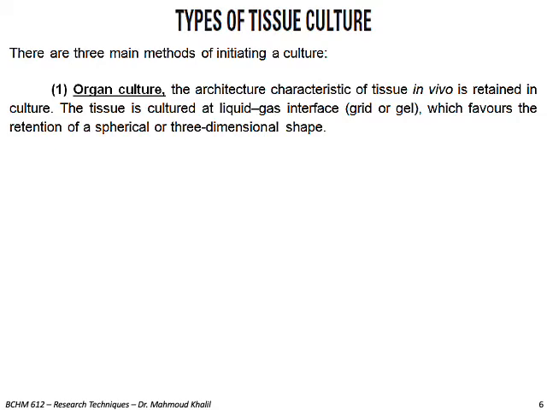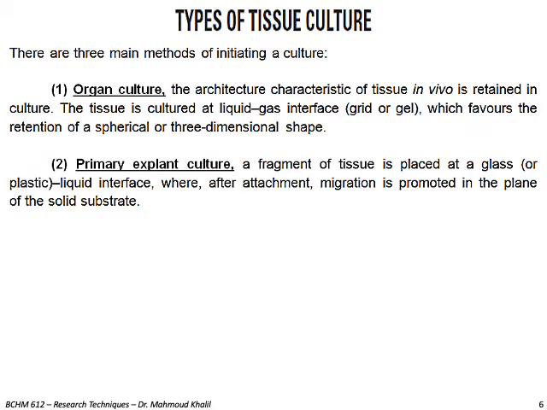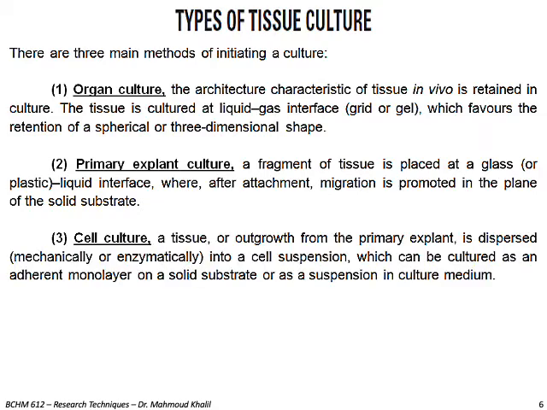Organ culture, the architecture characteristic of tissue in vivo, is retained in culture. The tissue is cultured at a liquid gas interface, grid or a gel, which favors the retention of a spherical or a three-dimensional shape. While the primary explant culture, a fragment of tissue, is placed on the glass or a plastic liquid interface, where after attachment there is a migration promoted in the plane of the solid substrate.